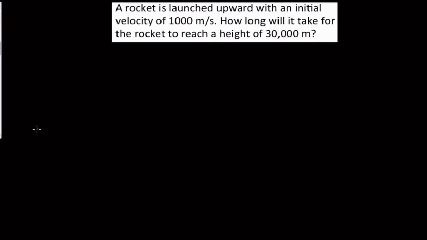So it's always helpful to draw a little sketch so you can figure out what you're dealing with here. We'll make this the rocket. It starts somewhere, and it ends up going 30,000 meters in the air. We only care about really this rocket going up 30,000 meters. So our delta y, or delta x if you prefer, is going to be this distance here. It's going to be 30,000 meters.